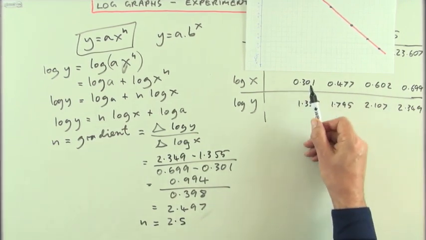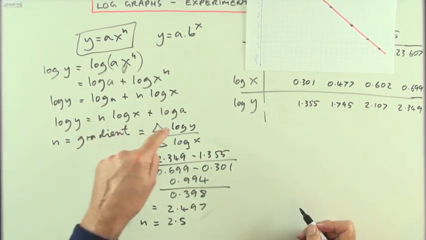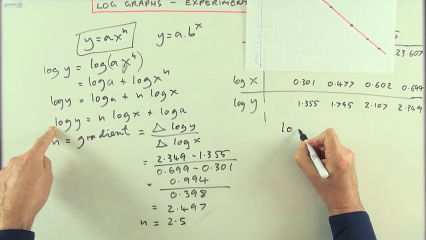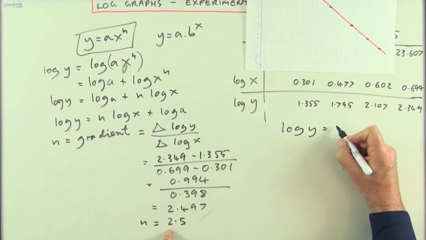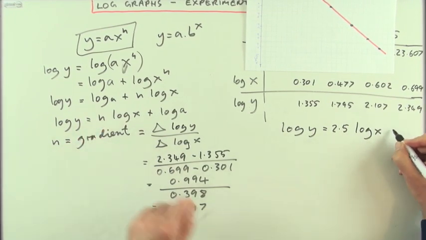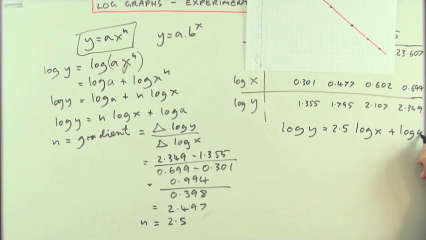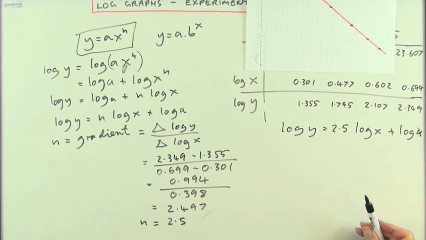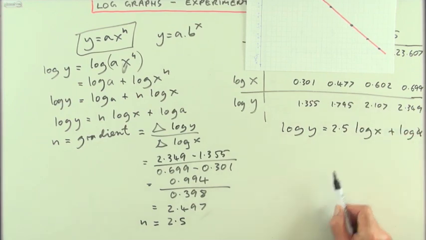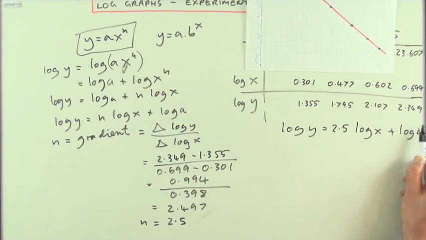So I'd get the gradient from those numbers, and then to find this a, I'd have to substitute it back into here, because this equation now reads log y is 2.5. I know what n is. It's 2.5 log x plus log a. So it's only log a that I don't know. But those are the variables, and I've got loads of values for them. I've got 2.5 now, so that's the only unknown.